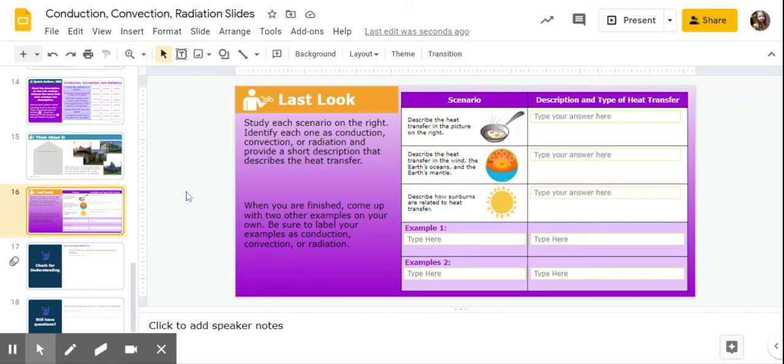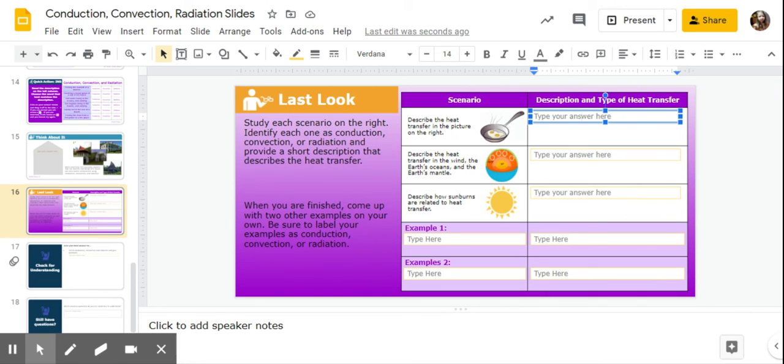16, study each scenario on the right. Identify each one as conduction, convection, or radiation. And then provide a short description that describes the heat transfer. So this one, I'm going to do the first one with you. Describe the heat transfer in the picture on the right. Well, this is conduction because metal touching eggs, conduction, direct touch. So you're going to write conduction. Then you're going to write, okay, here's how the heat transferred. It's transferred from the metal pan to the eggs, and it's heating up the eggs.